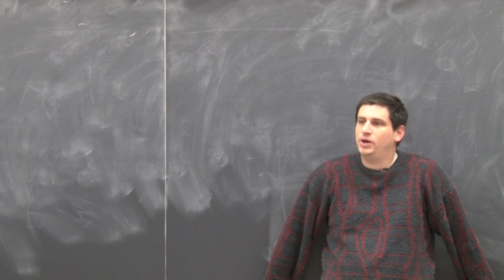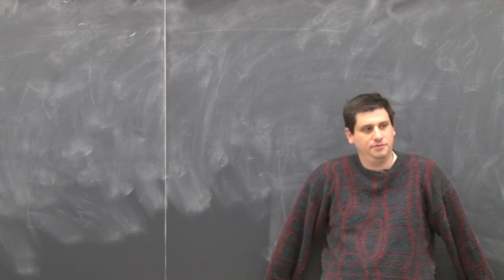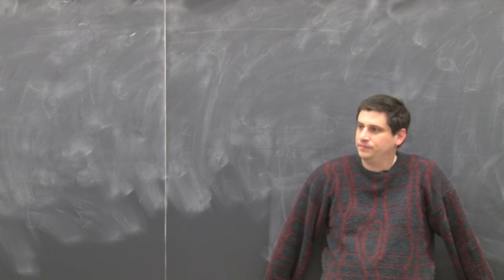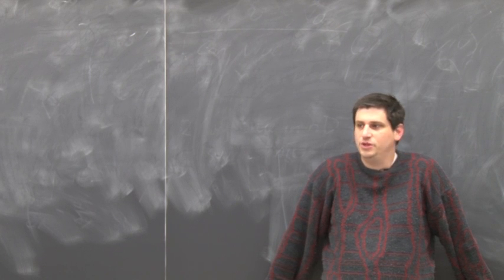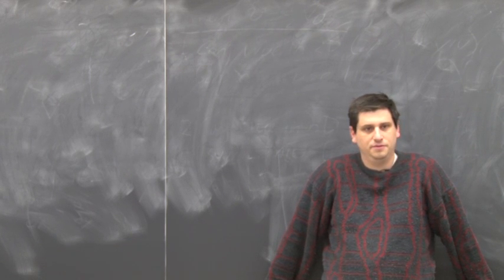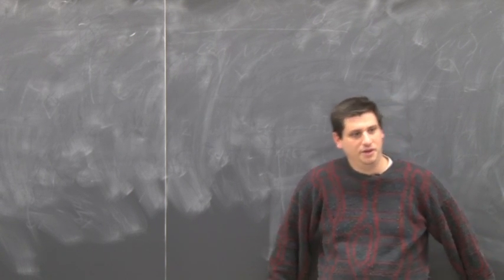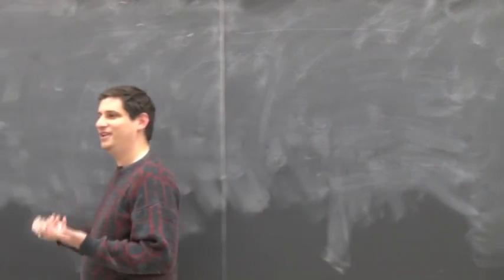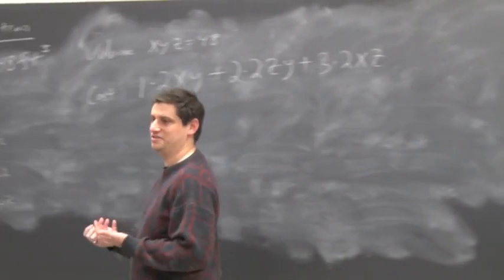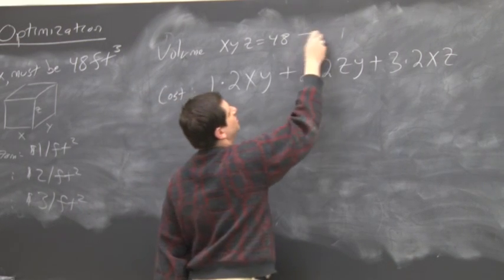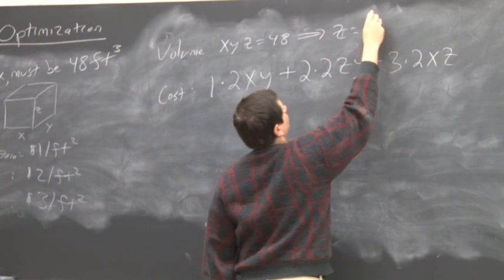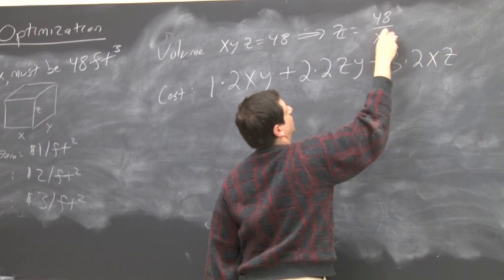Well, we somehow have to eliminate a variable. What variable should we eliminate? Z. Absolutely, it's the last letter in the alphabet. Right? We're much more used to using x's and y's. Z always goes first. So z is equal to 48 over xy.